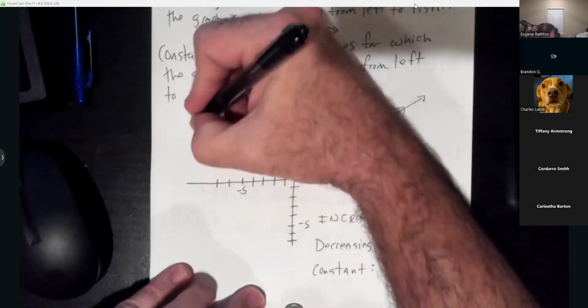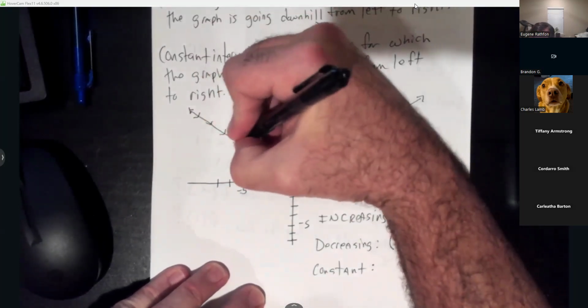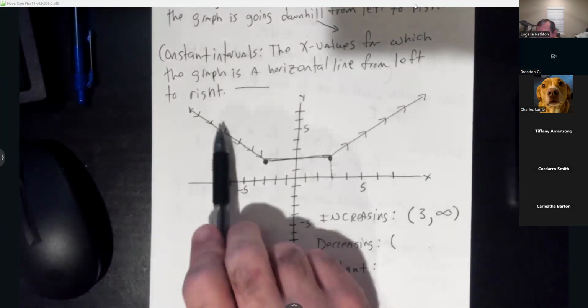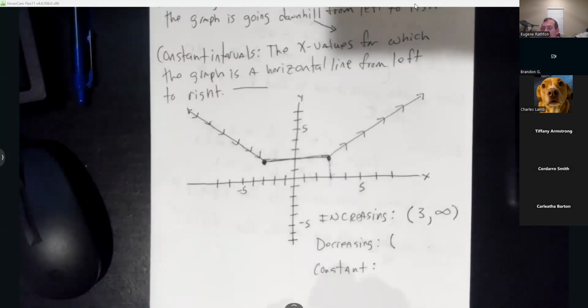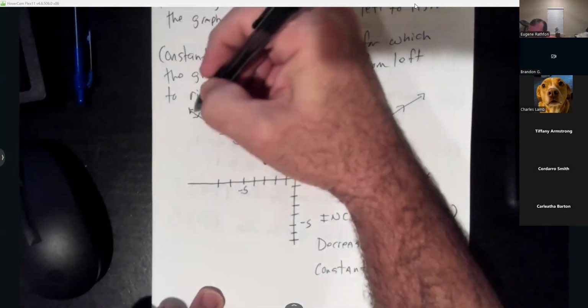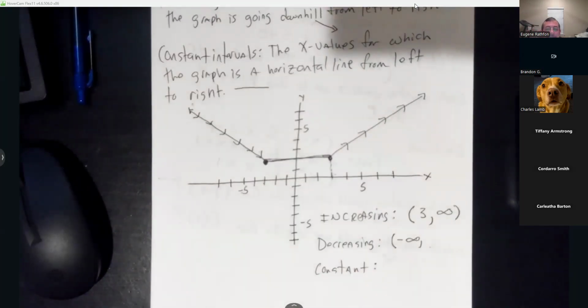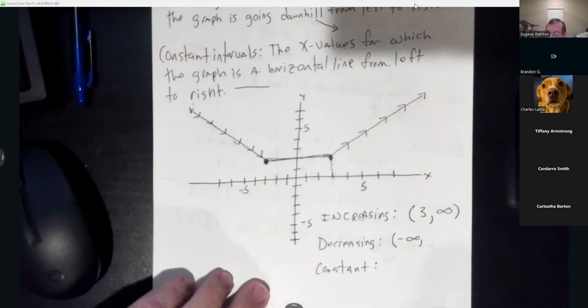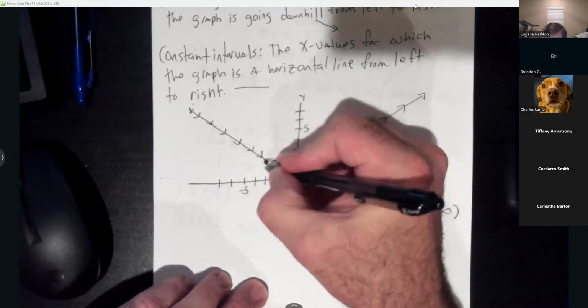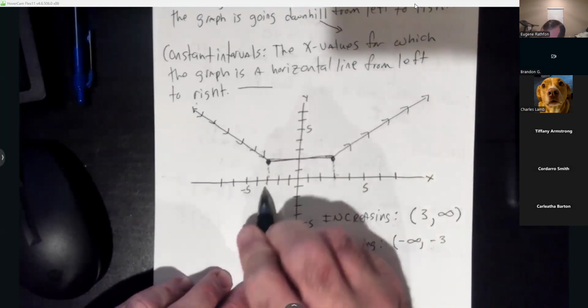All right. Decreasing is this side going downhill left to right. This is going downhill. Where does this section start going downhill? Negative infinity. Y'all, it's coming in from negative infinity out here. And it's decreasing until it hits what? Say it. -3. Right here, y'all, right there on that x-axis, that point is at -3.